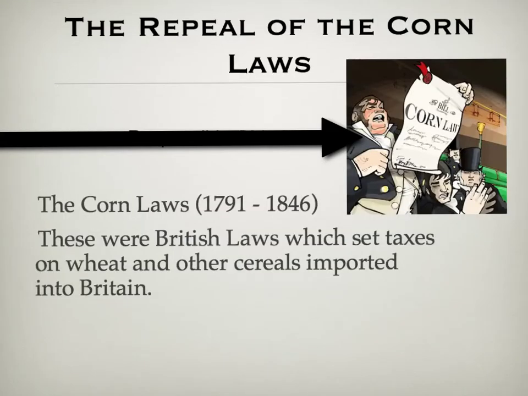The repeal of the Corn Laws was one of the key internal factors that led towards Canadian Confederation. The Corn Laws were British laws which set taxes on wheat and other cereals imported into Britain. Corn is what the British called wheat at the time.